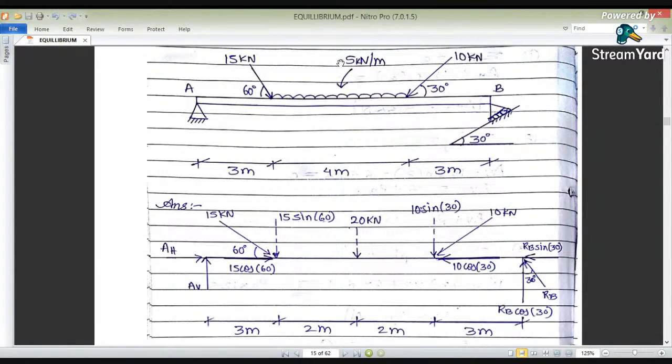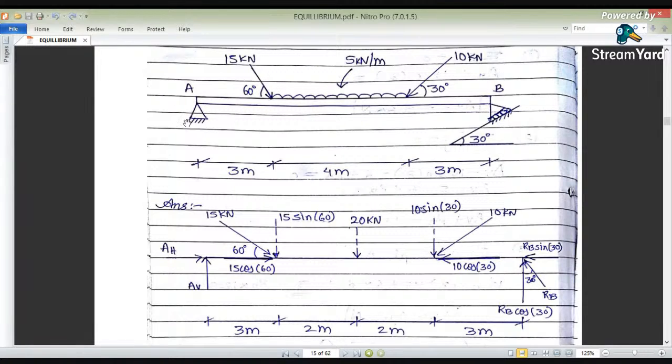Again 20. How will this UDL be converted into a point load? 5 multiplied by 4 is 20. It will act at the center, that is 2 meters. Here we have taken it as 2 meters. Again, 15 cos 60 will be there, and 15 sin 60 will be vertical.